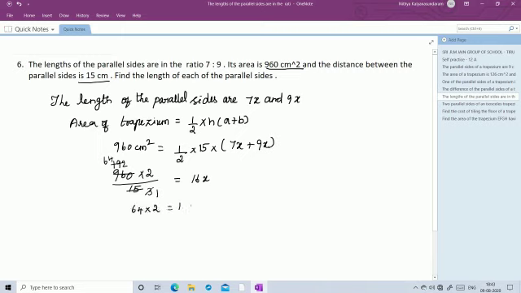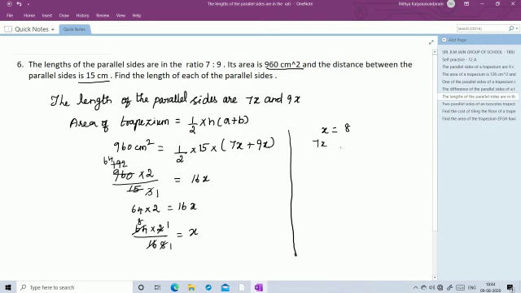64 into 2 is equal to 16x. We multiplied when bringing that side, so it should be division: 64 into 2 by 16 is equal to x. So 8 table, 2 eights are 16, then again 8 table we can cancel. 8 ones are 8, 8 eights are 64. X is equal to 8.